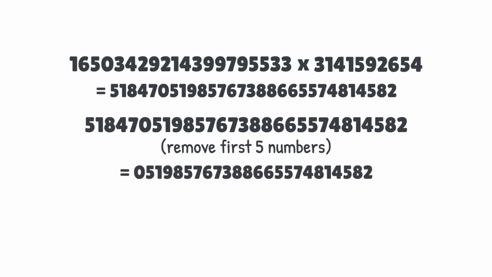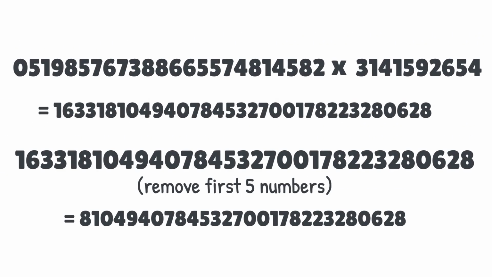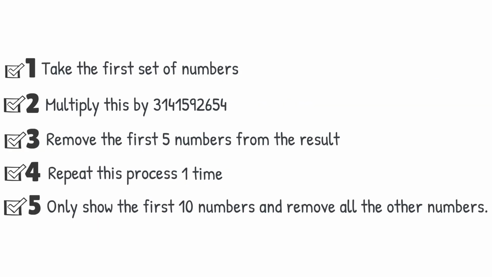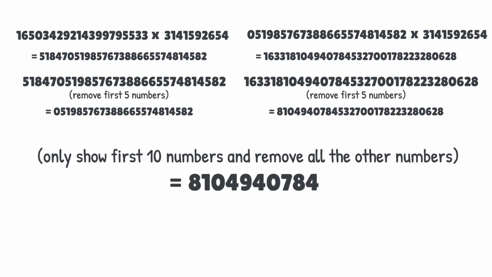05198576 and so on. Take note that it is possible for zeros to be in the front of the number, and that it is rarer for these resulting numbers to have many consecutive zeros in front of it. 4. Repeat this process 1 time, equals 05198576 and so on, times 314,159,2654 equals 163,31810 and so on. Then remove first 5 numbers, equals 81049,407. 5. Only show first 10 numbers and remove all the other numbers, equals 81049,40784 equals Bitcoin public address.